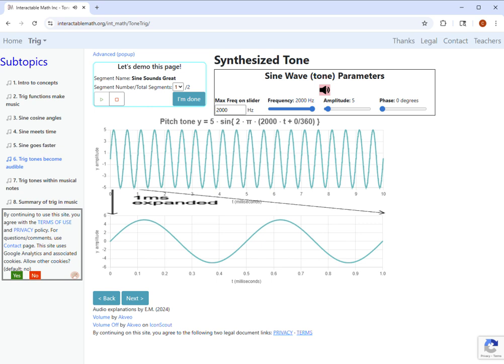Notice we get two full cycles within the 1 millisecond of the lower graph, which we expect since the period is 1/2 kHz, or half a millisecond, or 500 microseconds.